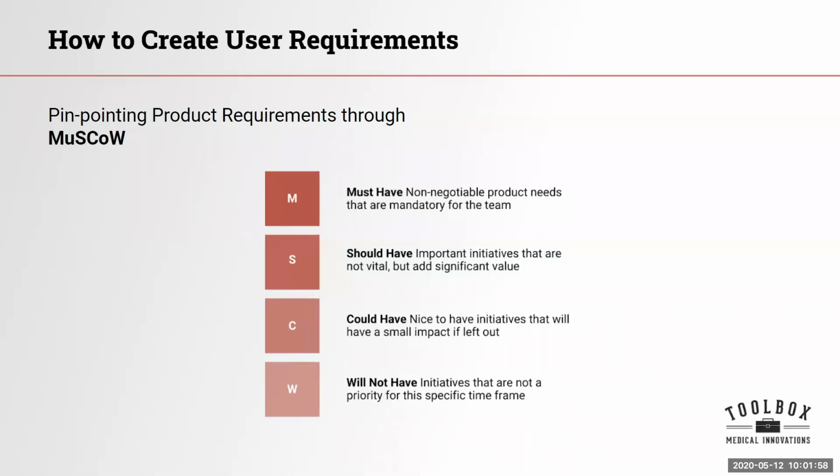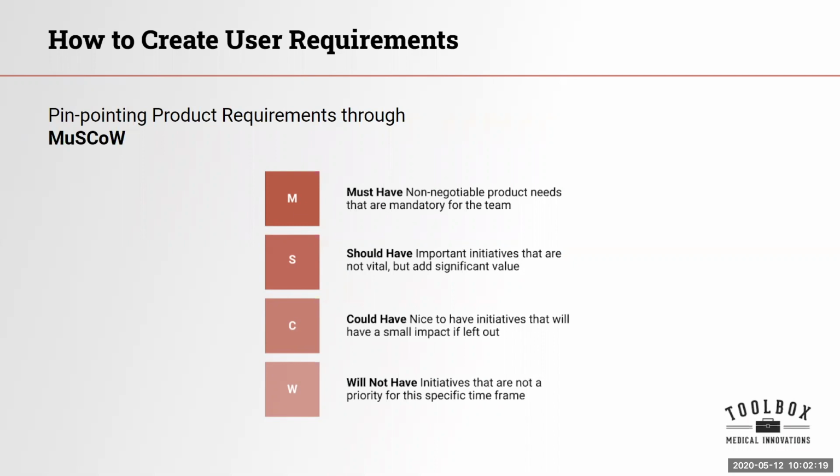The musts are your critical features. Anything in the must-have category is considered mandatory for the team to complete. If you're unsure about whether something belongs in this category, ask yourself what happens to the product if we release it without that feature. If the product won't work or becomes useless, the initiative is most likely a must-have.